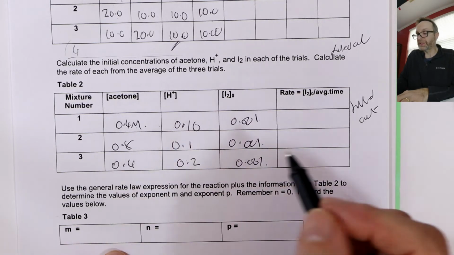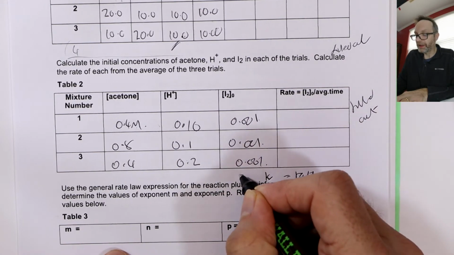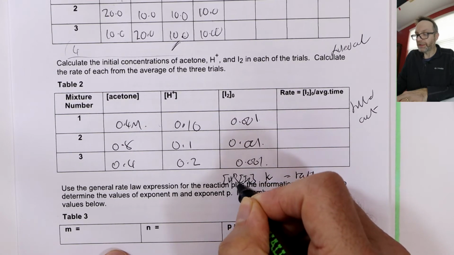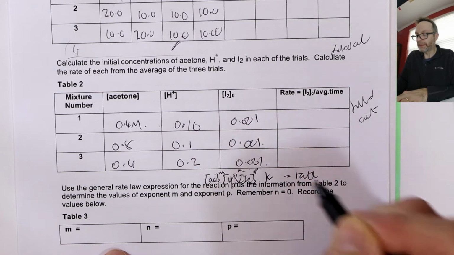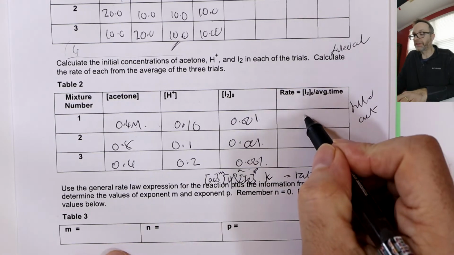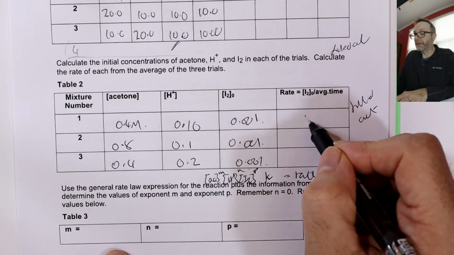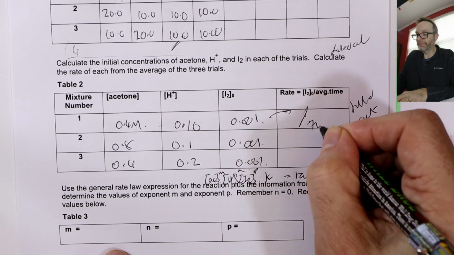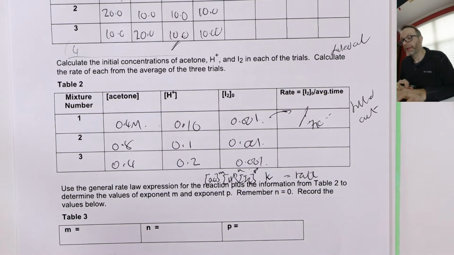So essentially this is the rate equals k, I2, H plus, acetone, to the m, n, p. I'm going to write it backwards, so it's kind of the rate equation written backwards. And over here, how do you get the rate? Well, it's just this concentration divided by the time, right? So this number divided by the time, 710 or whatever, equals the rate in moles per liter per second. Okay.